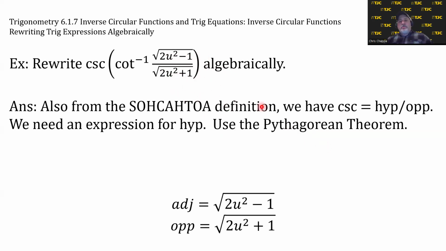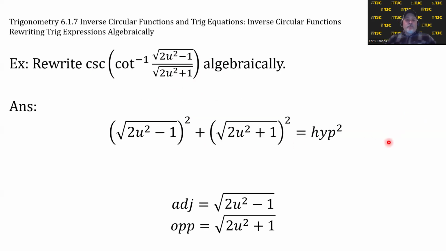Now, also from the SOHCAHTOA definition, we have cosecant is hypotenuse over opposite because it's a reciprocal of sine. So that's what we're going to set up, cosecant. But we need an expression for the hypotenuse. Here comes the Pythagorean theorem. Don't worry, it's not as bad as it seems.